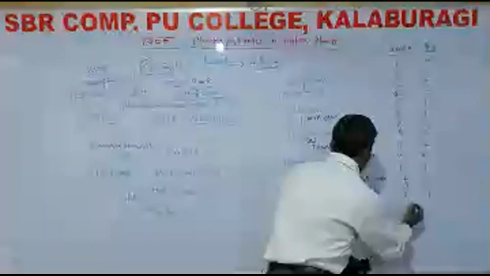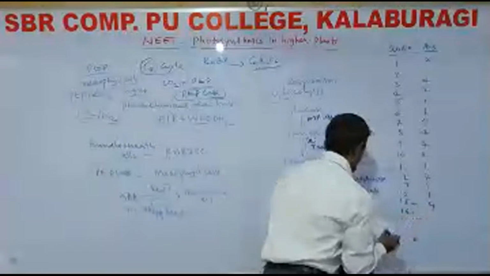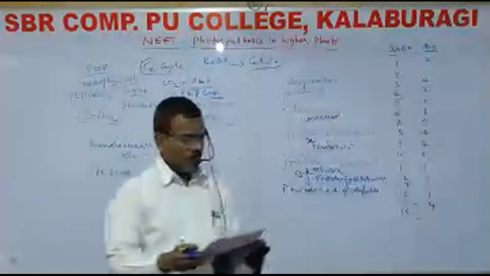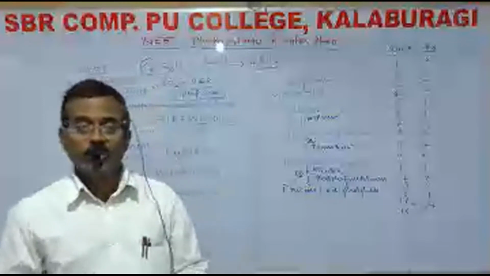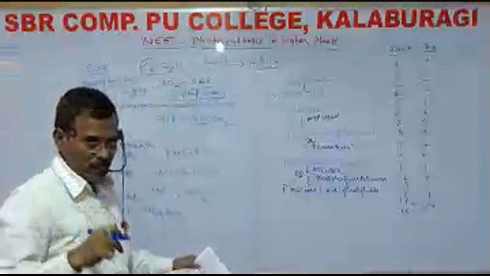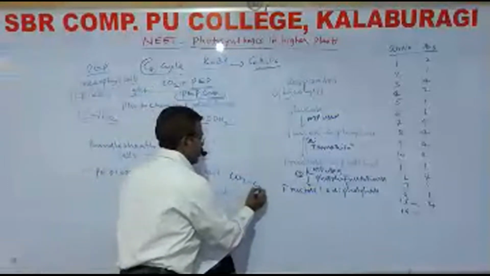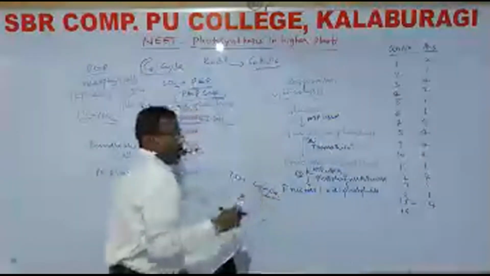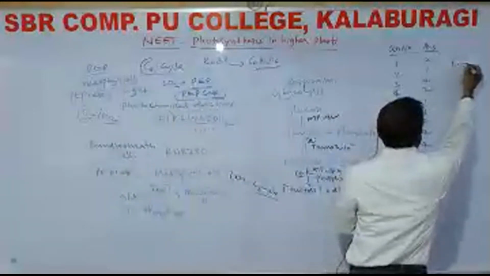So here, 15th, what is that answer? 4th, then 16th. Now, carbon dioxide released in the bundle sheath is used. Decarboxylation of malic acid results in carbon dioxide release. That carbon dioxide is used in the C3 cycle for sugar synthesis. So it is 16, what is it?